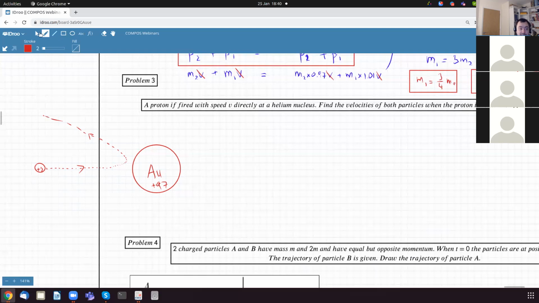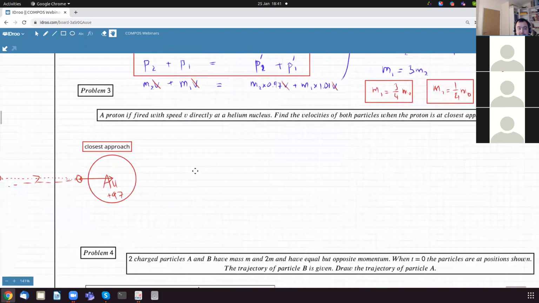Now, if it's a head-on collision, as it is in our question, then it will just go to the gold nucleus and then travel back. The closest approach is when it's here, and the distance between them, usually between the centers, is called the closest approach. So that's the idea. So what's happening?